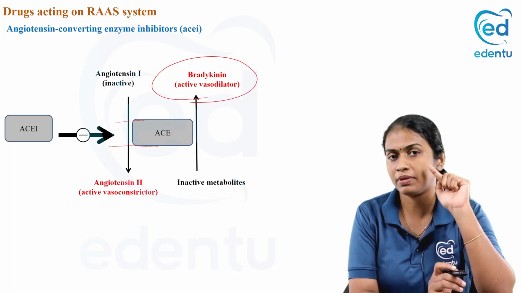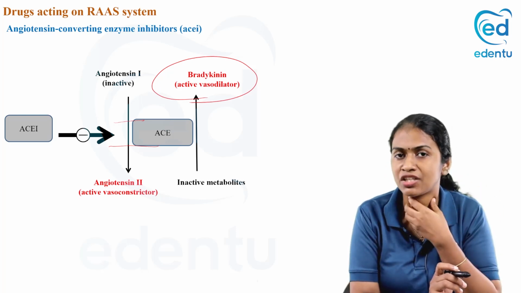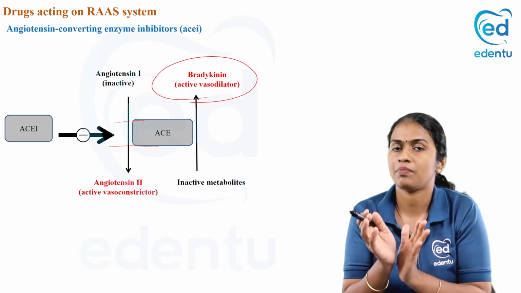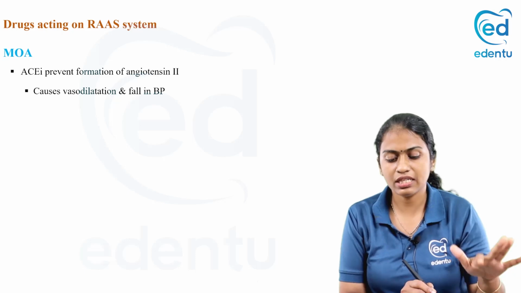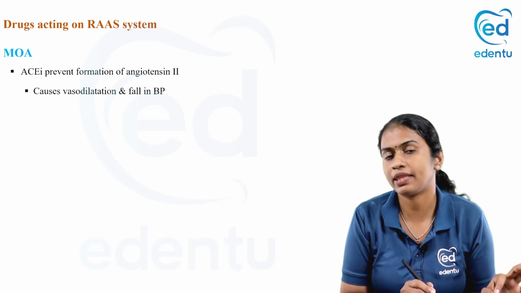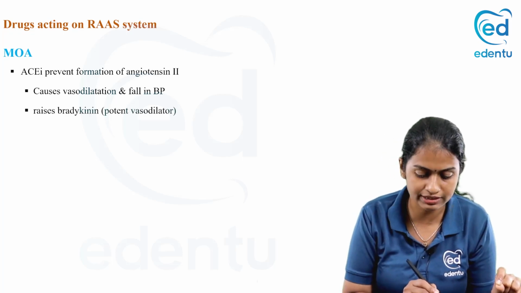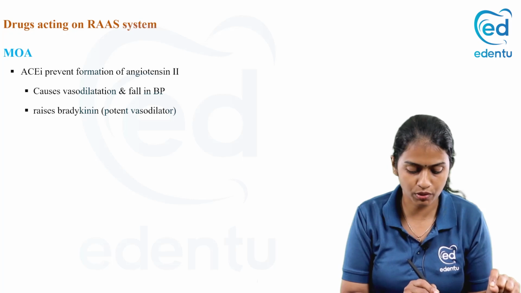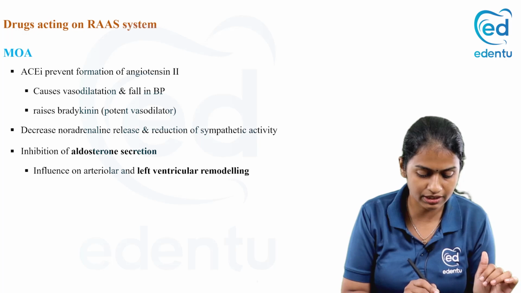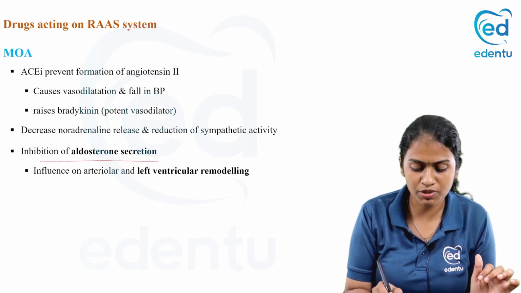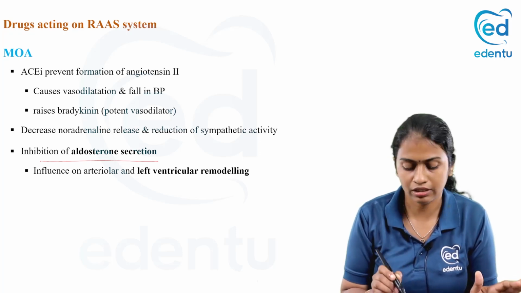But what is the problem? When bradykinin increases, that is the reason why the patient can have different allergic manifestations like angioedema and dry cough, all of which are manifestations of bradykinin level increase. So ACE inhibitors inhibit the formation of angiotensin 2 and thereby decrease the BP both directly as well as indirectly by inhibiting the aldosterone release. Plus, it raises bradykinin, which is a potent vasodilator. In addition, it decreases the noradrenaline levels and reduces the sympathetic activity and inhibits aldosterone secretion, because of which it has a role in ventricular remodeling also.